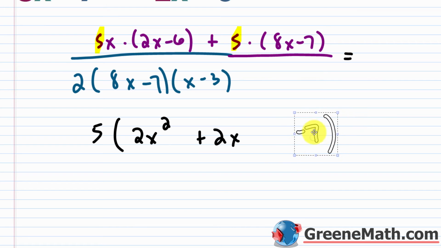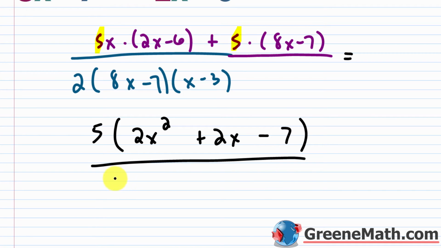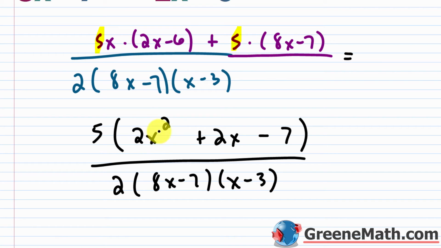And of course, let me slide this down, see if I can get it even. Yeah, that looks all right. Let me see if I can make that better. So minus 7 like this. And then this will be over. You have your 2 times the quantity 8x minus 7 times the quantity x minus 3. So again, this polynomial here, this 2x squared plus 2x minus 7, you can pause the video and check on your own if you can factor it, but you're going to find that it is prime, right? So this is our simplified answer.